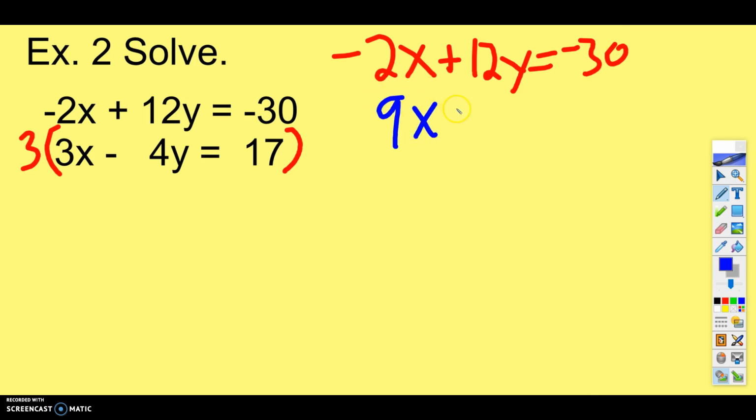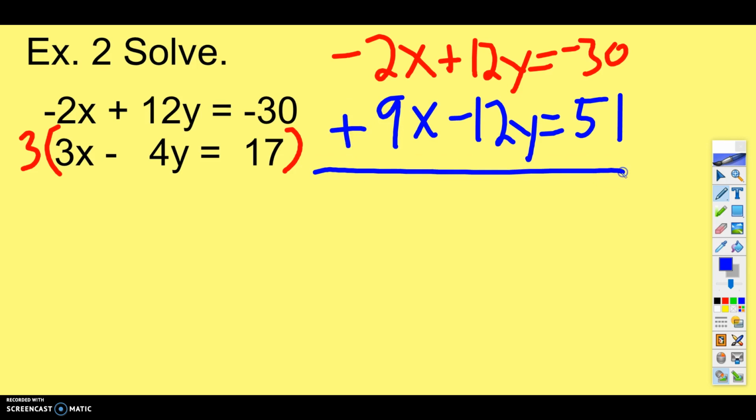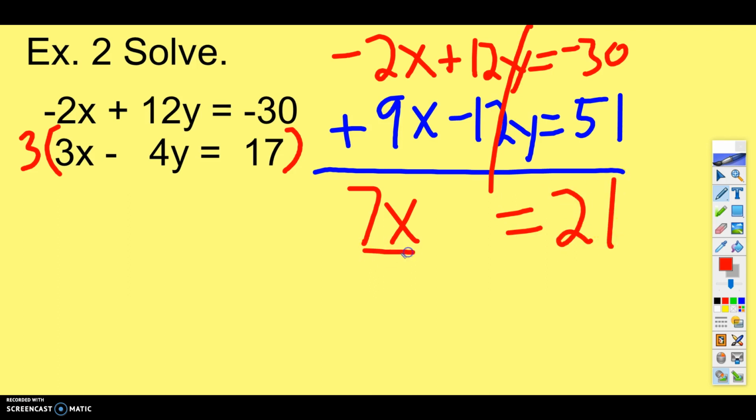9x minus 12y equals 51. And at this point now, I can add both of those equations, and good things are going to happen. You'll see. I'll go back to red. 7x, and then this gone, so say bye-bye to it, equals 21. Divide by 7, and x equals 3.